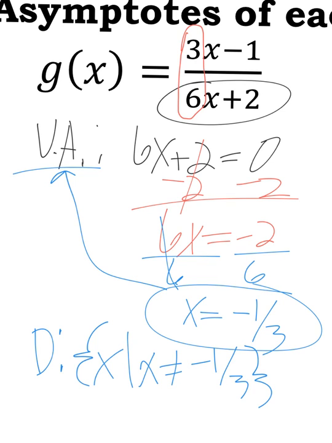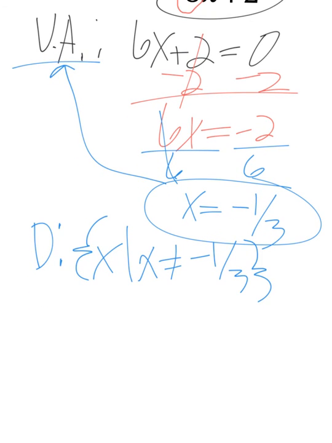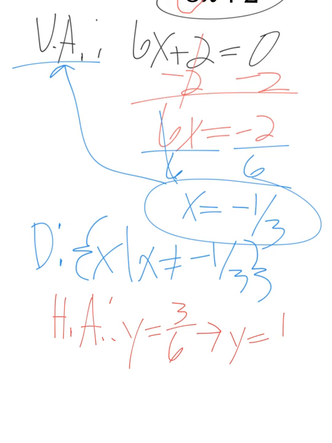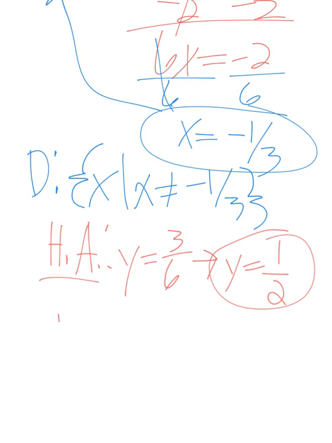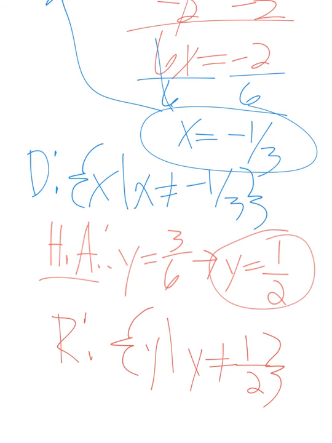So now let's move on to our horizontal asymptote. So our coefficients are 3 and 6. So my horizontal asymptote is simply y equals 3 over 6. That can be simplified to 1 over 2. 3 is half of 6. So that's my horizontal asymptote. And so that means my range is y is in all real numbers, except y cannot equal 1 over 2. And that is everything on that one.